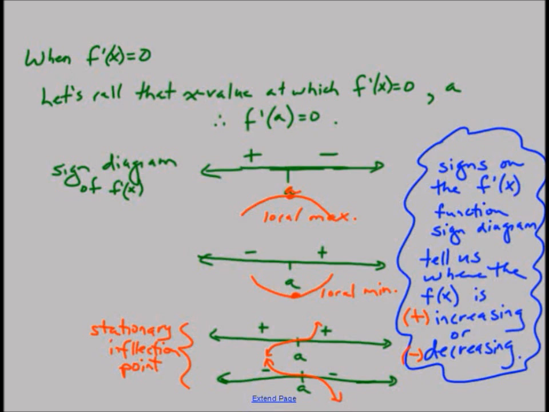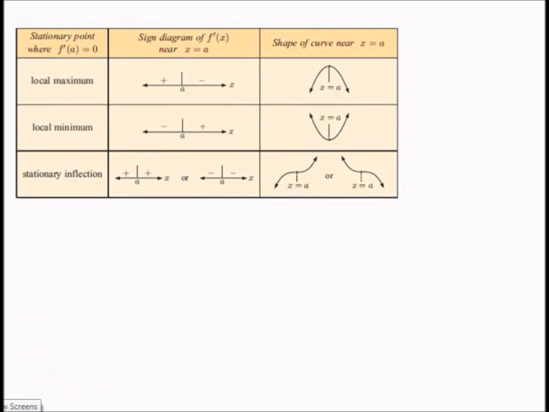Okay, so that's it for the lesson. When the first derivative is equal to 0, three situations can occur: a local maximum, a local minimum, or a stationary point of inflection. We can take a look at the sign diagrams to determine which of these situations we actually have. In your textbook, they show this on page 398 in a very cohesive table. Again, we're looking at stationary points where the derivative is equal to 0, and that point is point a.